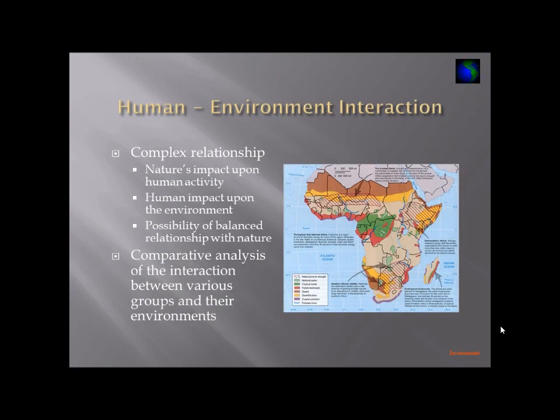Human environment interaction. It's a complex relationship. It involves nature and its impact on human activity, human impact on the environment, and is there a possibility of a balanced relationship with nature? These are areas that suffer some sort of stress on the map to the right, and water stress is a big issue today. The limited availability of fresh water across the planet. So there are a lot of areas that are under water stress, many of them not desert areas.